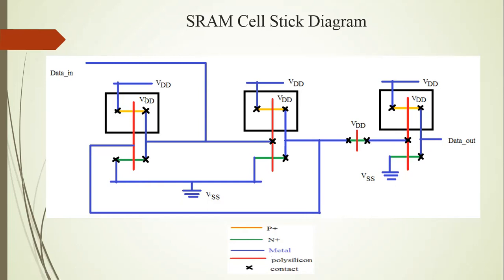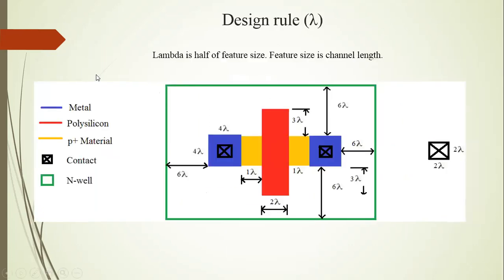After that, I will explain the design rule. The lambda design rule is very important. The lambda is half of the feature size, and feature size is the channel length. Feature size changes from foundry to foundry. When you fabricate your IC in a foundry, that foundry's rule is the lambda design rule.